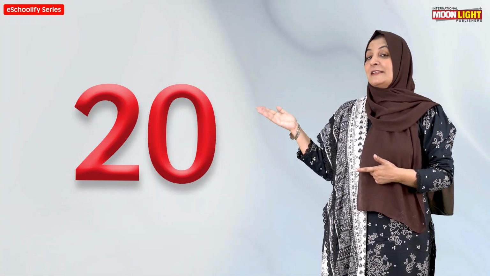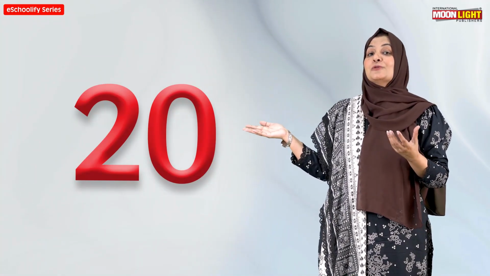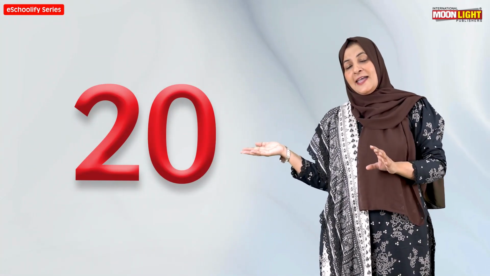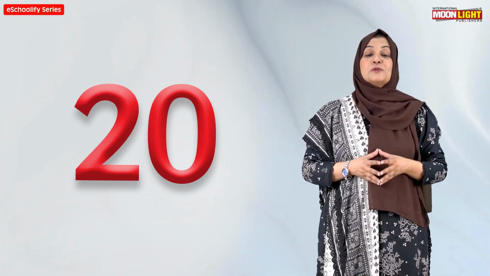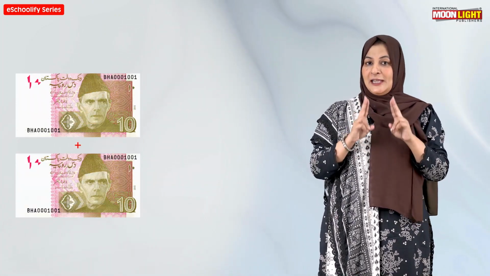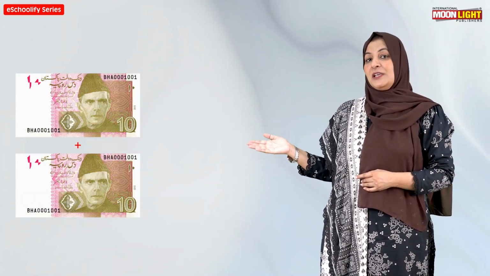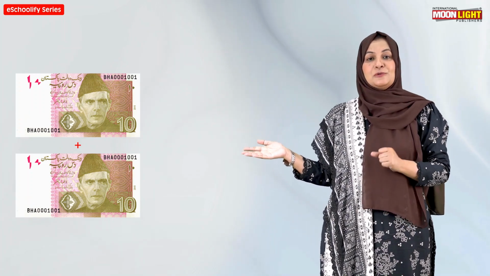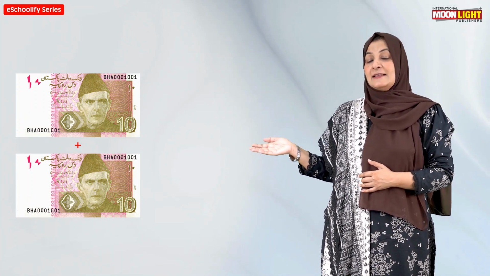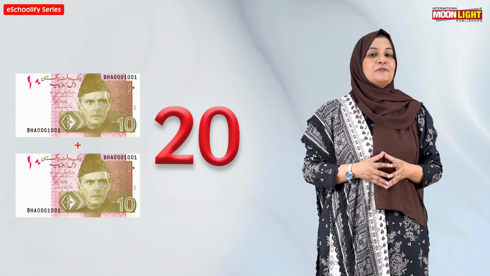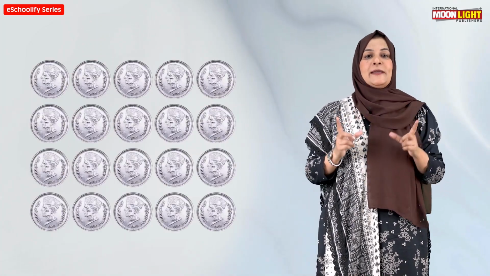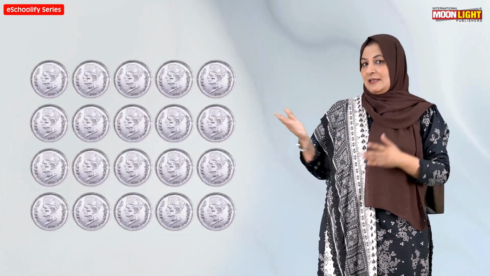In class today, we taught the students number 20: how to count it, identify it and trace it. First of all, take 2 notes of 10 rupees. Visualize these notes to the student. 10 and 10 make 20. After that, we will use coins. 20 coins. Same like that.